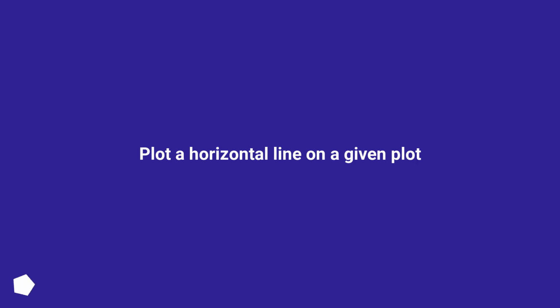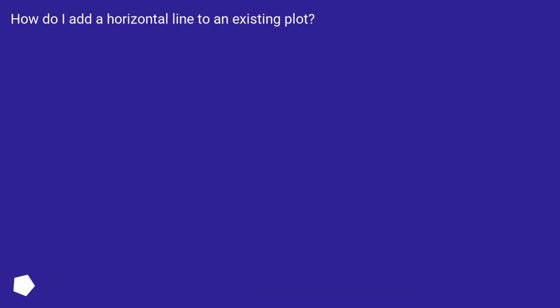Plot a horizontal line on a given plot. How do I add a horizontal line to an existing plot?